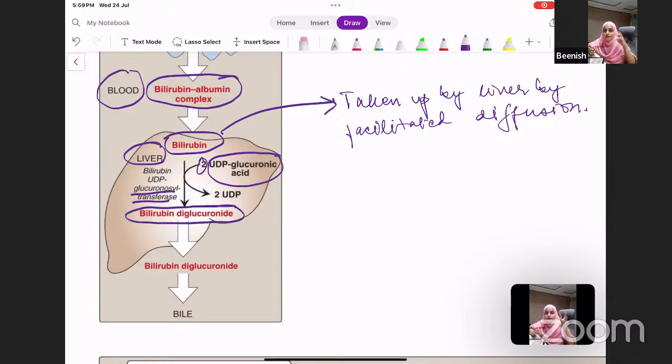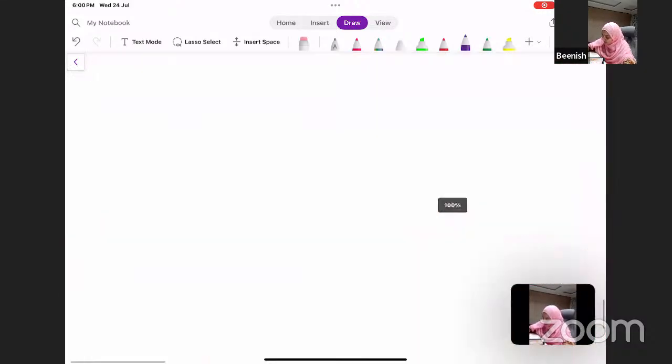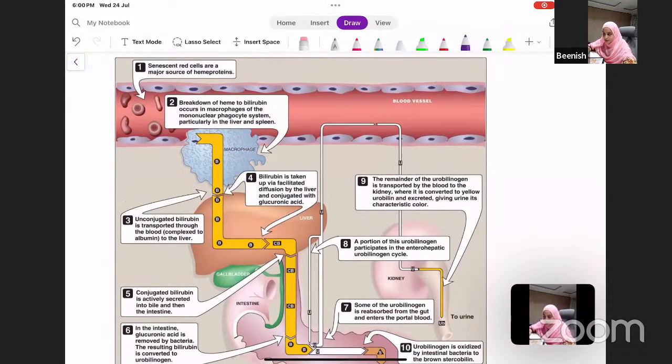So it is a two-step conjugation. In the first step, bilirubin monoglucuronide is formed, then again another glucuronic acid is added, and ultimately you end up with conjugated bilirubin, which is bilirubin diglucuronide. Then this bilirubin diglucuronide is going to enter bile through the common bile duct. Here is another diagram so that you're able to understand. This is just a repetition of what I've told you.